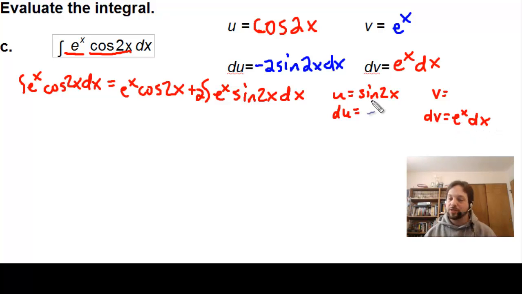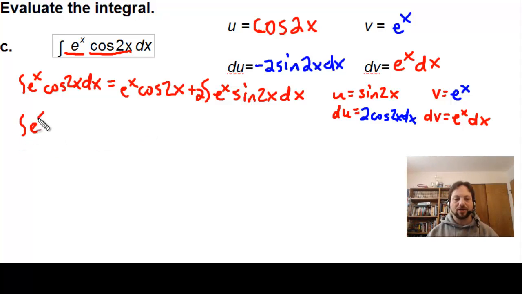Really, I'm just doing standard integration by parts. The derivative of sine 2x, that's just going to be 2 cosine 2x dx. And the integral of e to the x dx will just be e to the x. Where does that put me? Well, let me go ahead and rewrite my function again here. This is going to be the integral of e to the x cosine 2x dx. I'm going to continue with what I had before, e to the x cosine 2x.